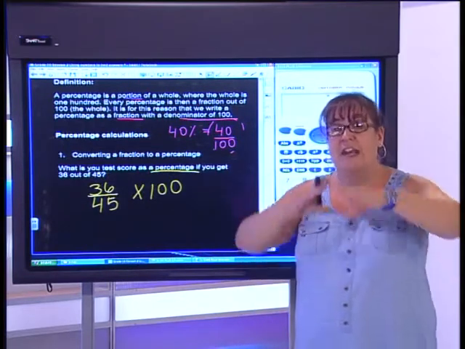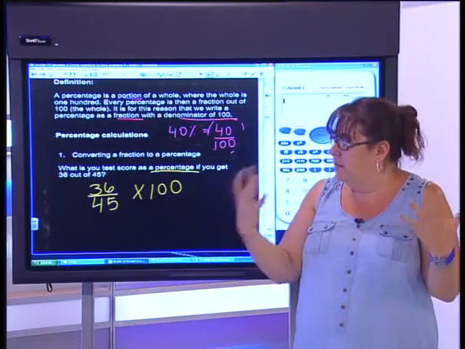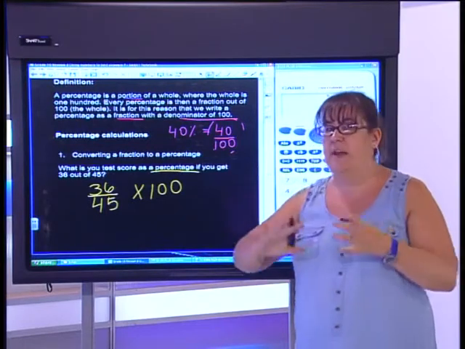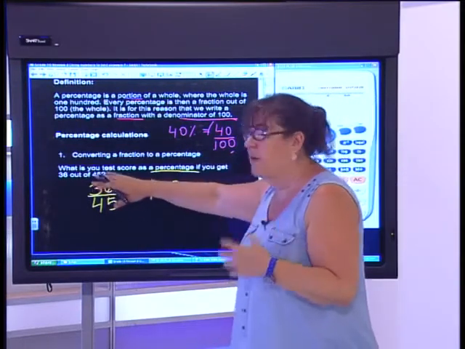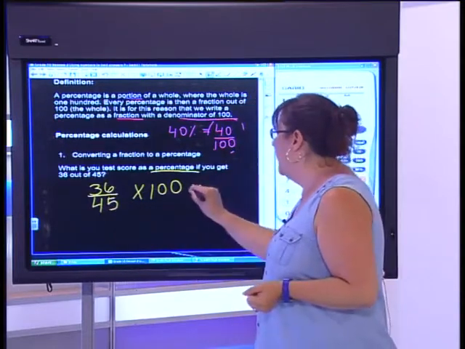Because it's a fraction, and if it's a fraction of a whole, then it makes sense that it's less than the whole. So you're dealing with the smaller number divided by your bigger number, or your test results out of the total possible marks. And we're going to get an answer.